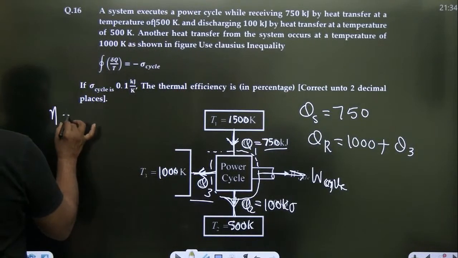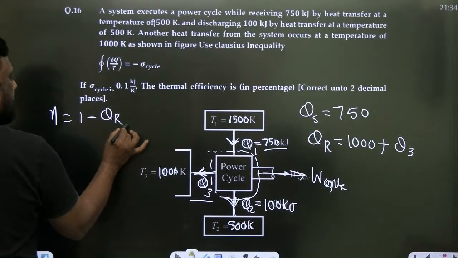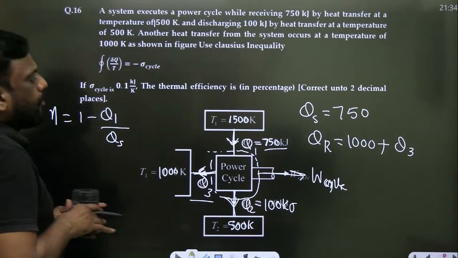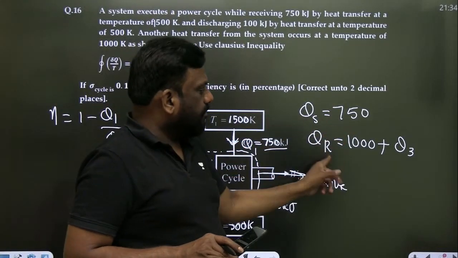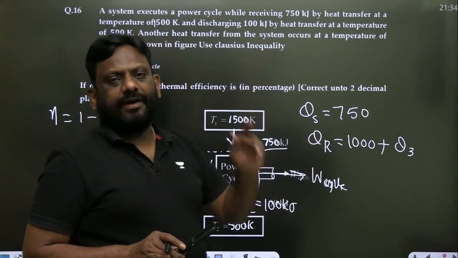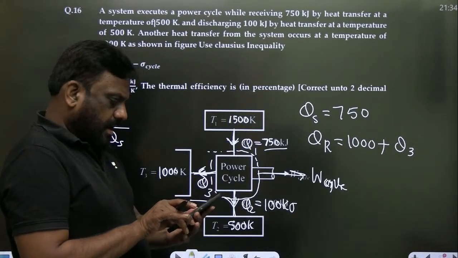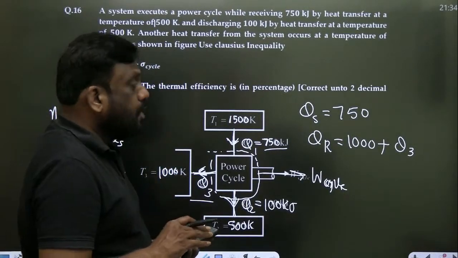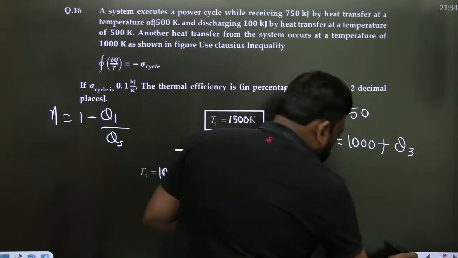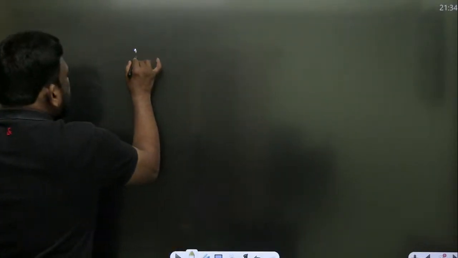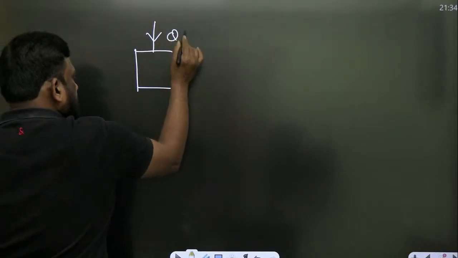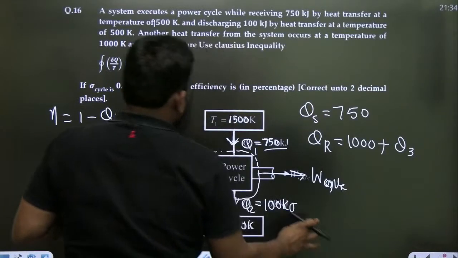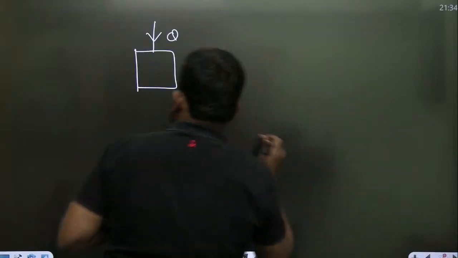Efficiency is equal to 1 minus rejection by supply. I have no problem with supply. Supply is 750, but I have a problem with rejection. Therefore, I need to find Q3. Can you tell me how to find Q3? इधर देखो सर, Clausius inequality. इधर देखो. It is absorbing. कितना absorb कर रहा है सर? 750 at 1500.